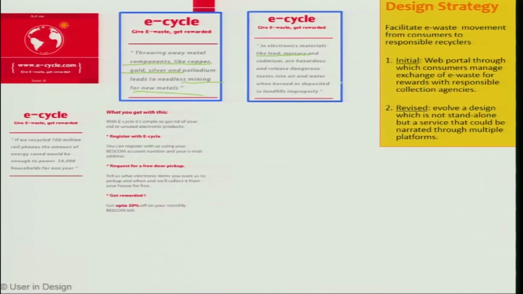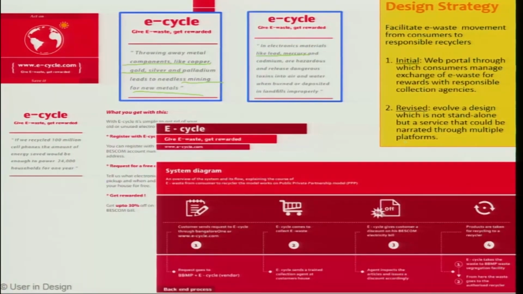So if you remember the design strategy statement that said we are designing a dash that does dash for dash. So this was the initial statement. We're designing a web portal through which consumers manage exchange of e-waste, with responsible collection agencies. And then they revised it to, we will evolve a design which is not standalone but a service that could be narrated through multiple platforms. Okay? And this is the system diagram of the service that they designed that I showed you earlier, which shows very clearly where what the customer does and where the request goes.